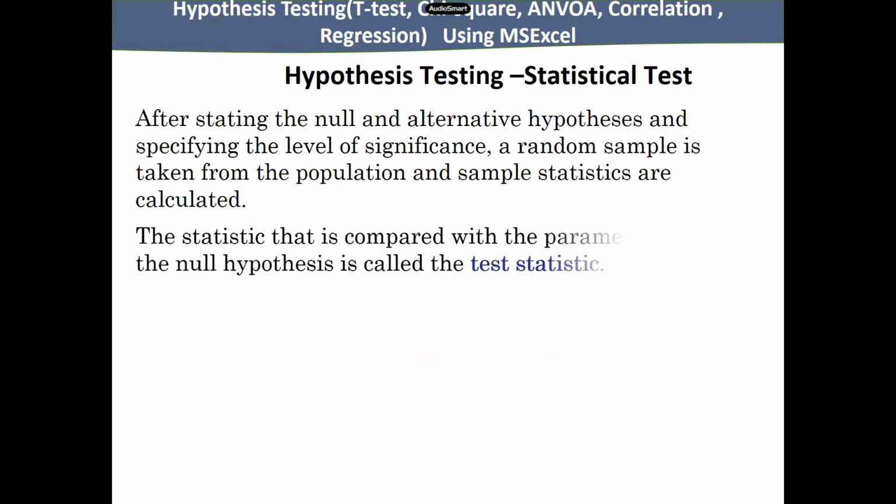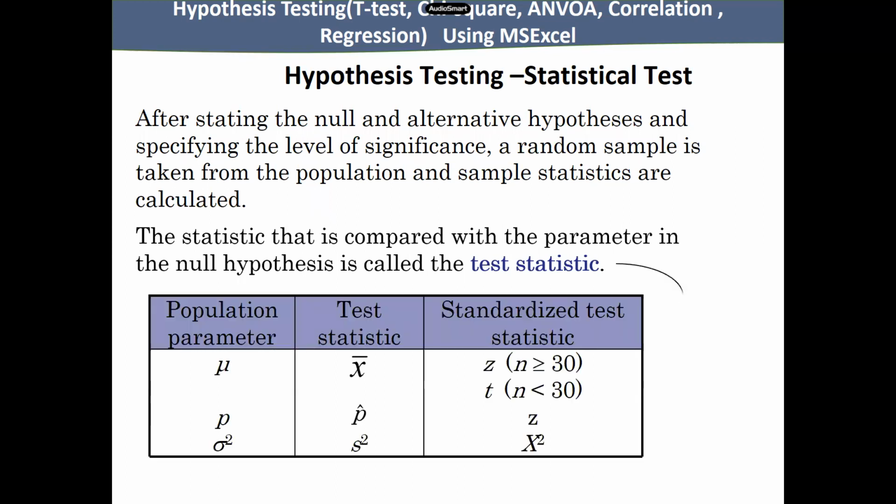After stating the null hypothesis and alternate hypothesis and specifying the significance level, a random sample is taken from the population and the sample statistics are calculated. The statistic that is compared with the parameter in the null hypothesis is called the test statistic. Okay, so let's look at something. You see the mu, the population parameter. You have the mu, the p, and the sigma squared. So this is what we call the test statistic. And this is the standard test statistic.